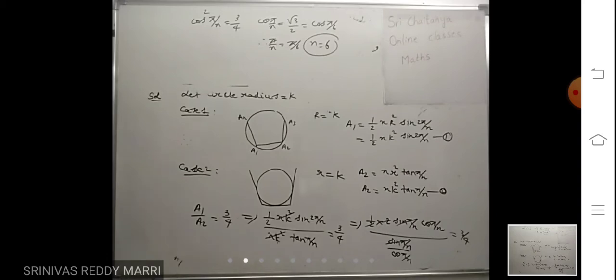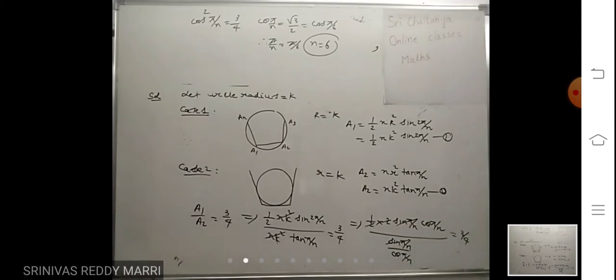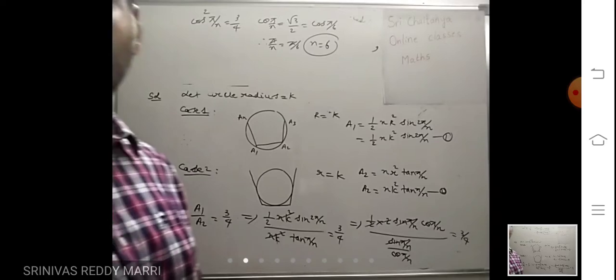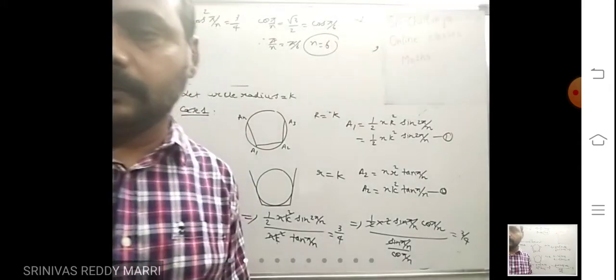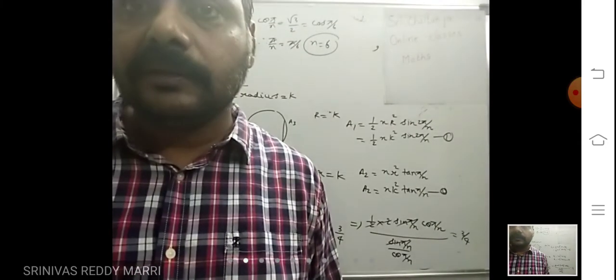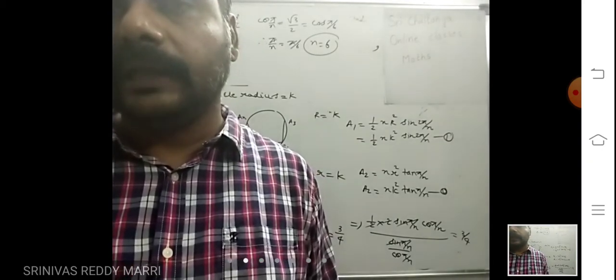Fast, Amma. Kartikeya. Kartikeya, any doubt is there? Darshwan, any doubt is there? Cheppamma. In radius.